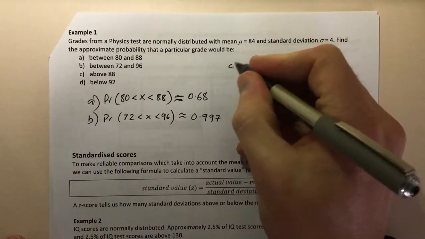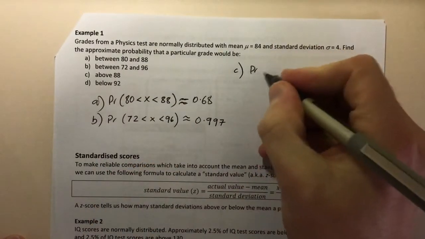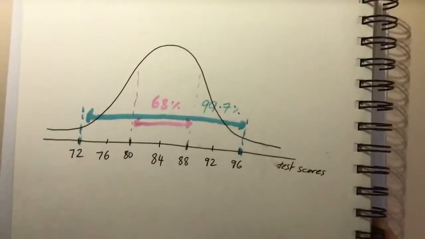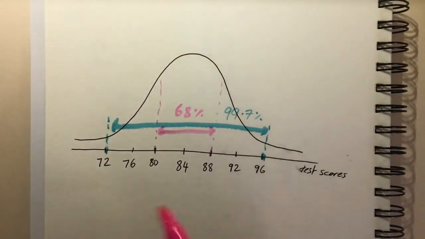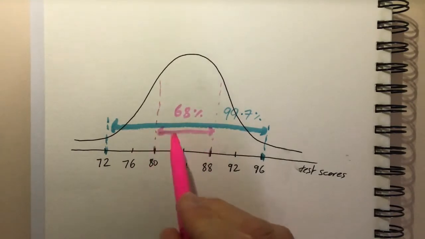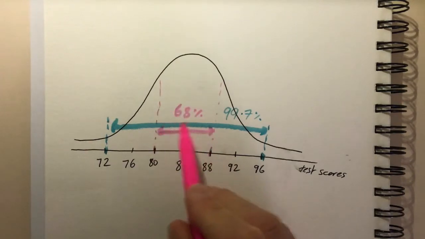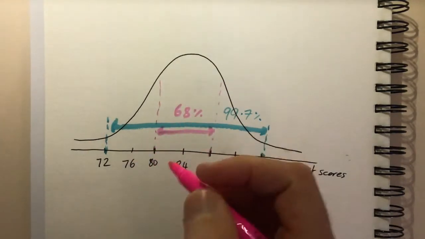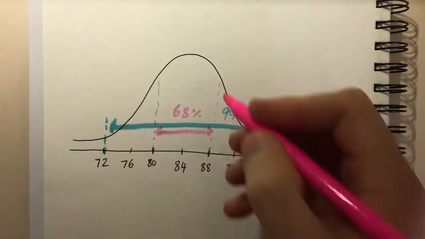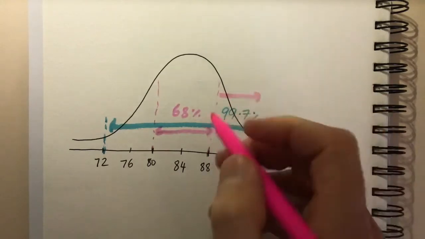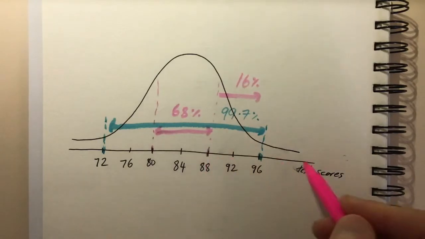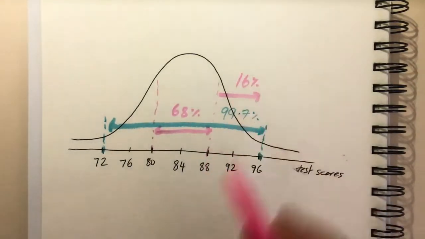All right, for question C, the probability that our test score is above 88, well, we go back to our bell curve again. Now, we already looked at between 80 and 88, because that's one standard deviation either side of the mean, there's 68% in the middle there. That means that the remaining 32% of the scores would be on either side of this 68%. And because this normal distribution is symmetric, that 32% is divided evenly. And so there's actually 16% of scores which would be above 88. So from 88 and above is 16%.